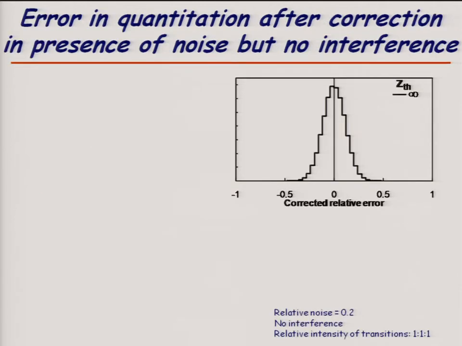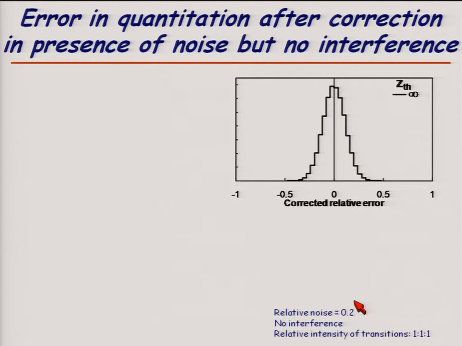Now, these are from computer simulations. If we apply this to the case when we have no interference but we have noise, we want to see how much worse we do when we try to detect interference in a case when there is no interference. If we set the threshold to infinity, we don't do any detection. So this is just the distribution of the relative error when we don't have any correction.